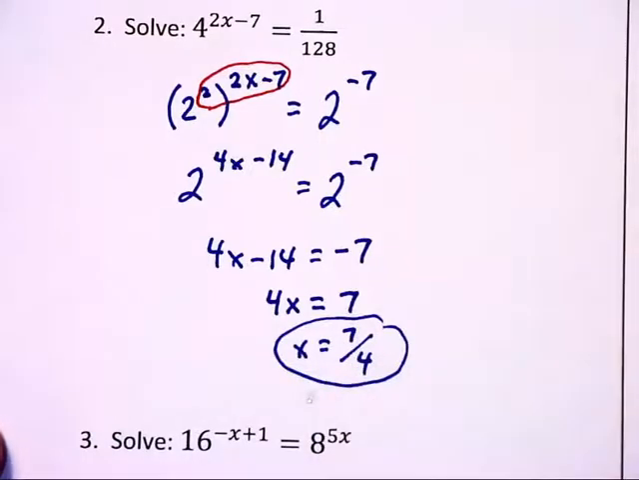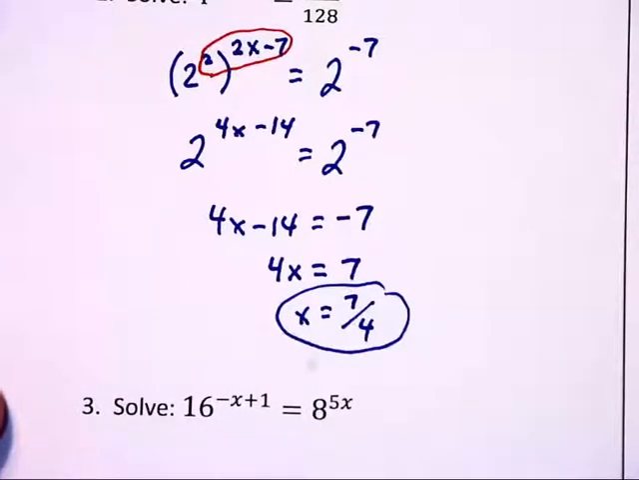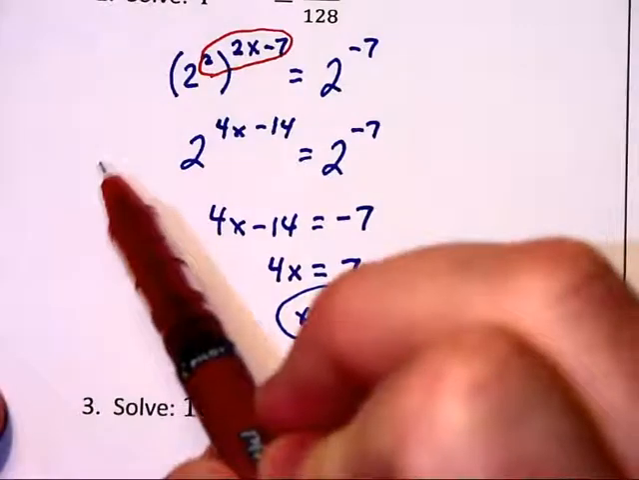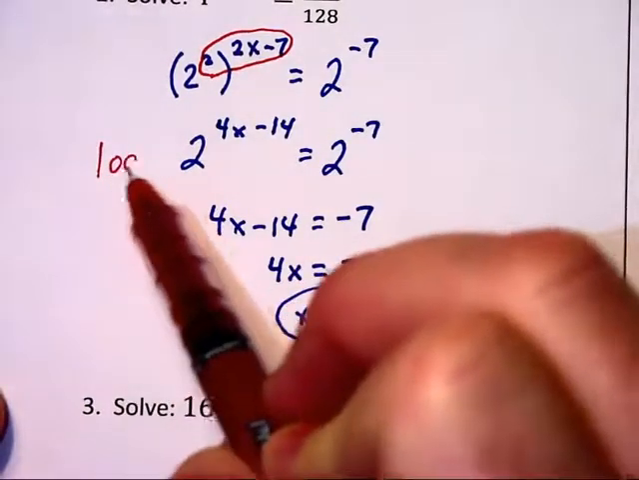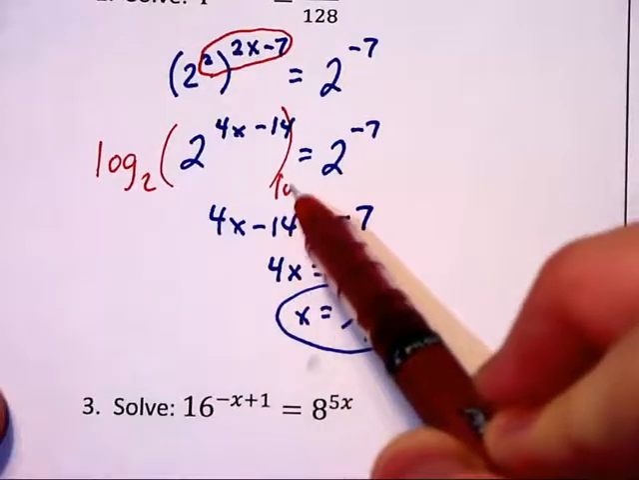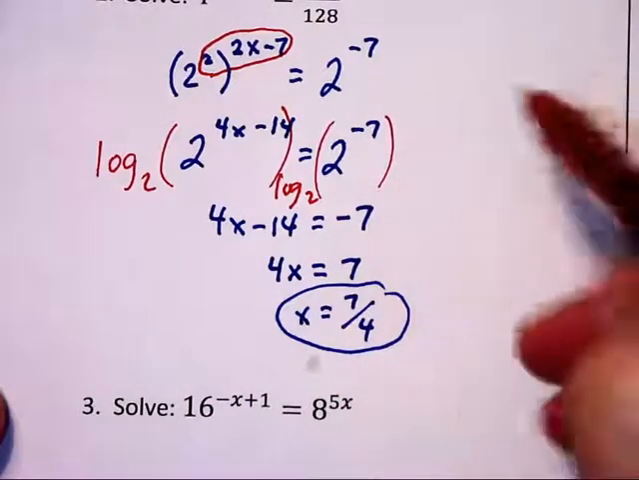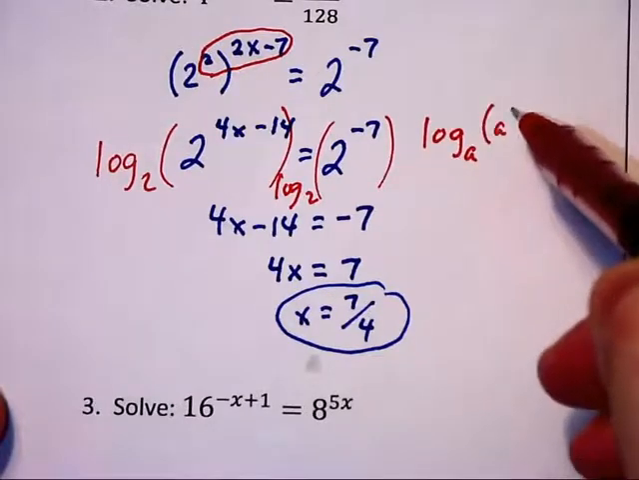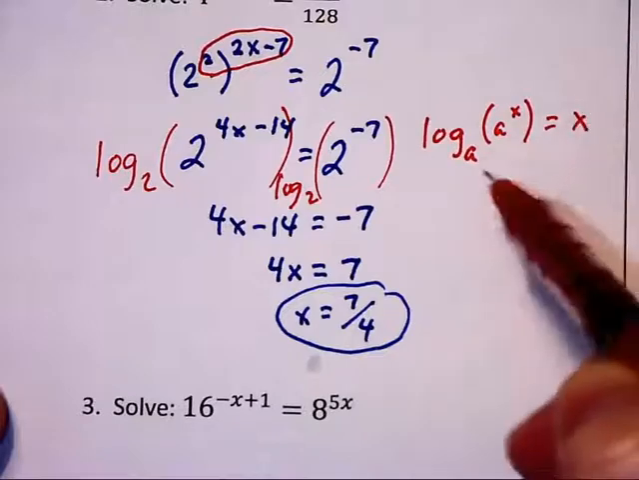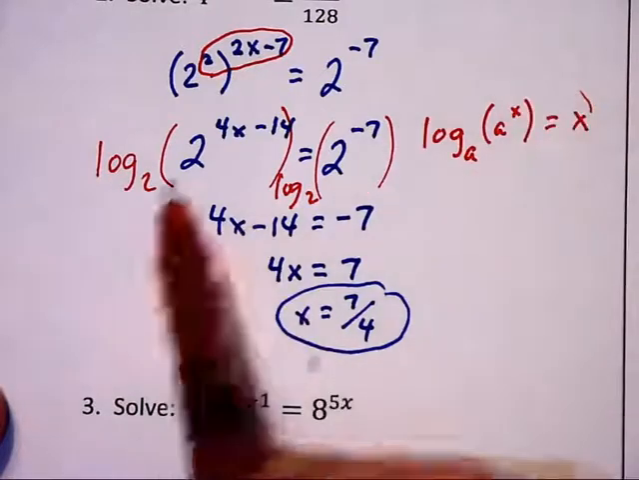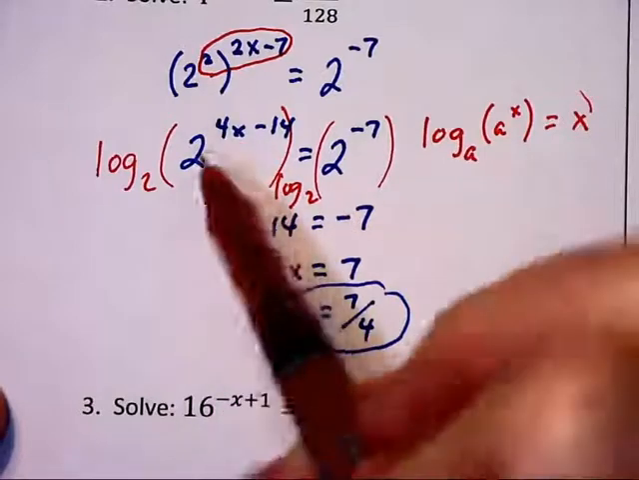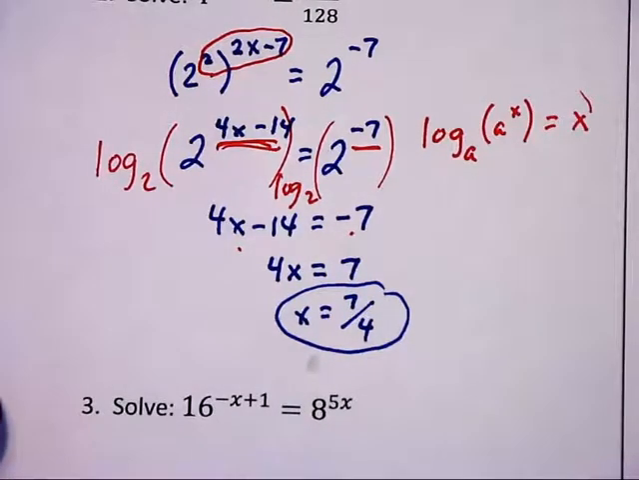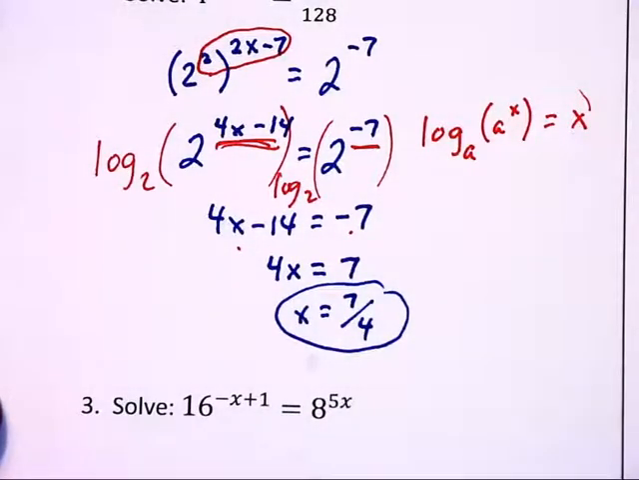Now let's stop for just a second and see what we're doing when we are setting the exponents equal to each other. Technically, what we're doing is we're taking log base 2 of the left and log base 2 of the right. Remember the property that said log base a of a to the x is equal to x, and when you have the same base, that x will pop out? Well, that's what's happening when we take the log base 2 of both sides. That exponent, 4x minus 14 and negative 7, is popping out on each side. So that's essentially what we're doing when we're setting those exponents equal to each other.